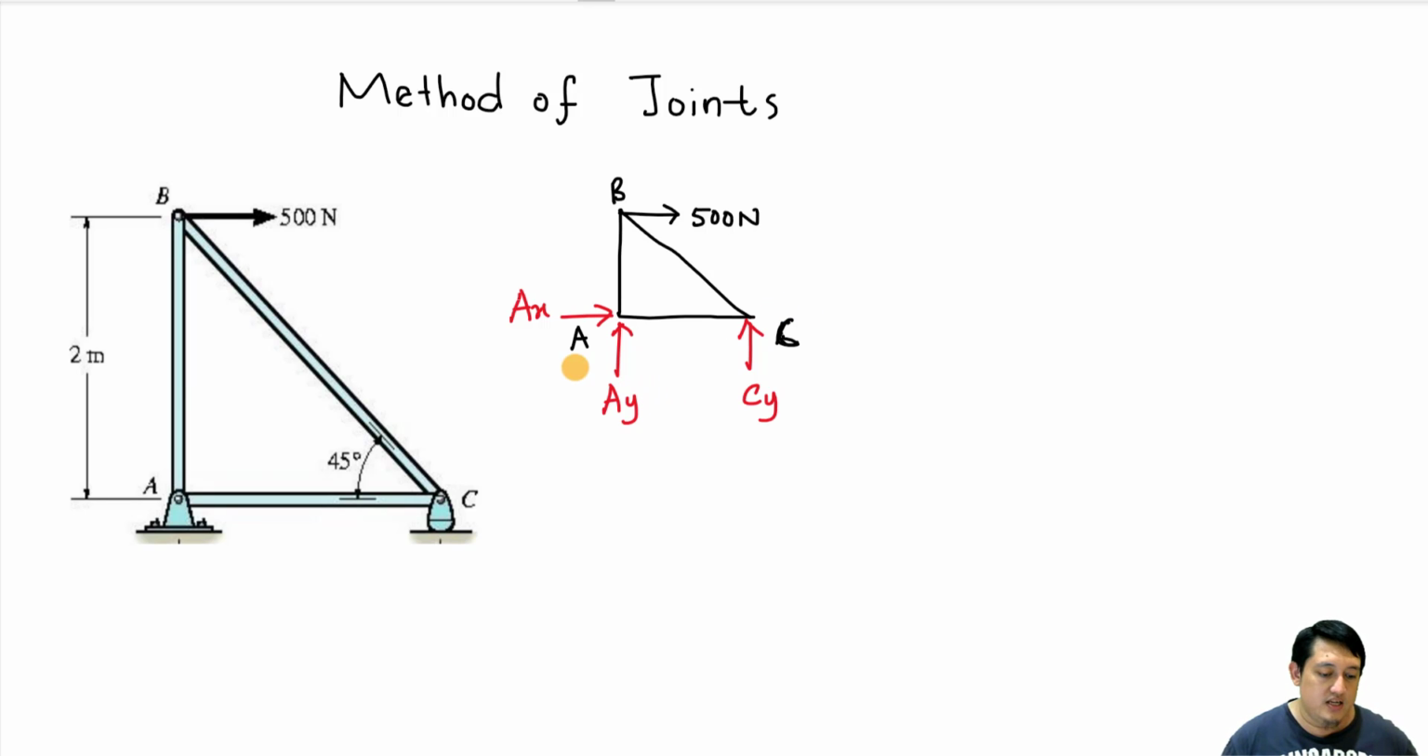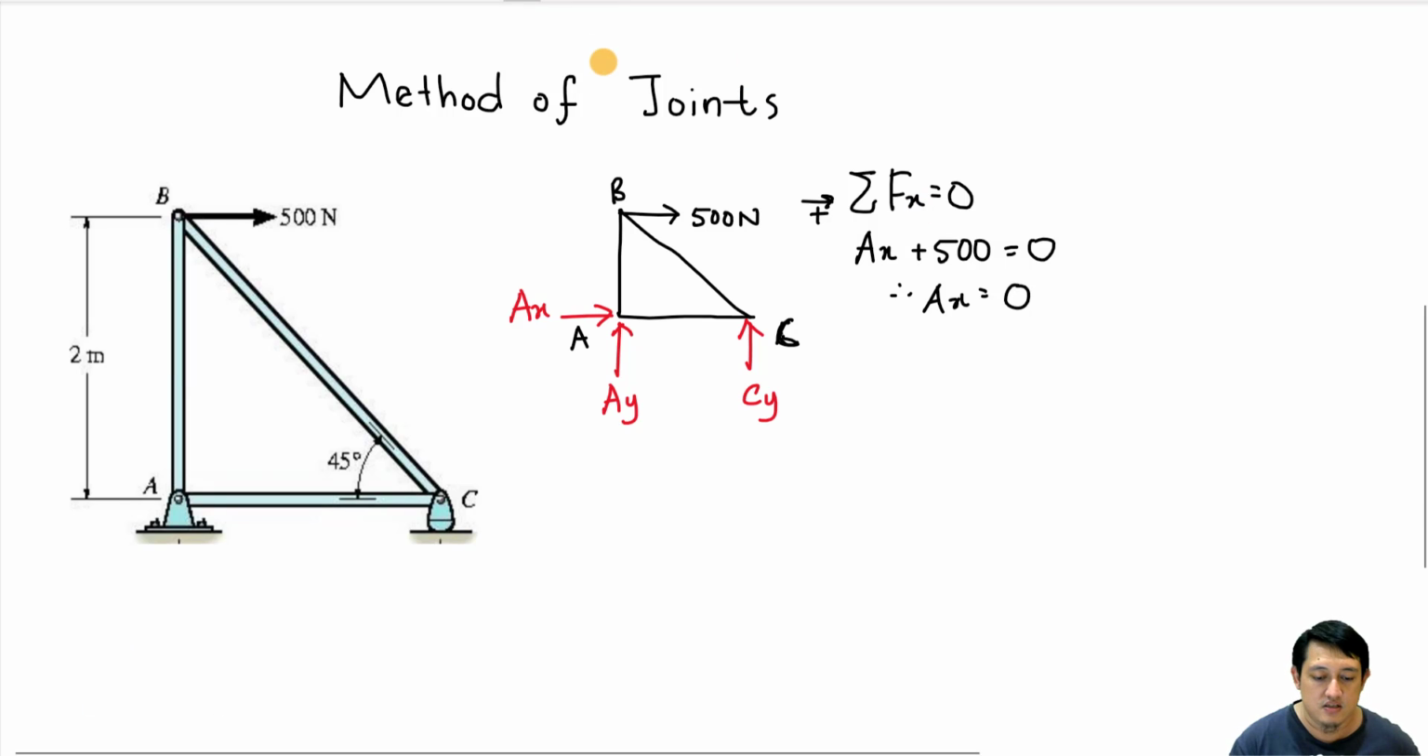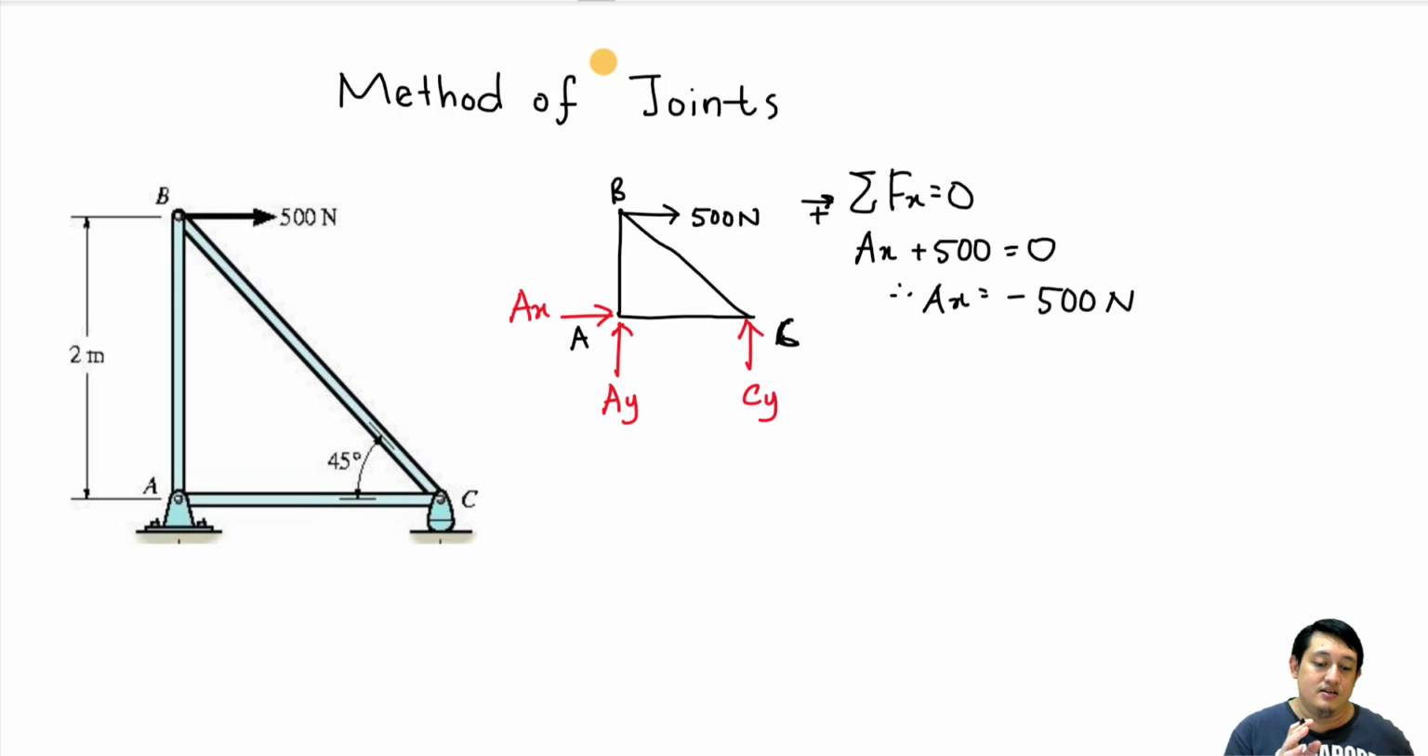If you look carefully here, AX is the only unknown force pointing in the X direction. Correct? So we can start from the total of Fx equals 0. AX is equal to negative 500 Newton. If you get a negative answer, don't be afraid, because the negative represents that the actual direction of the force is opposite. We just make an assumption; at first we assume the force is pointing to the right.